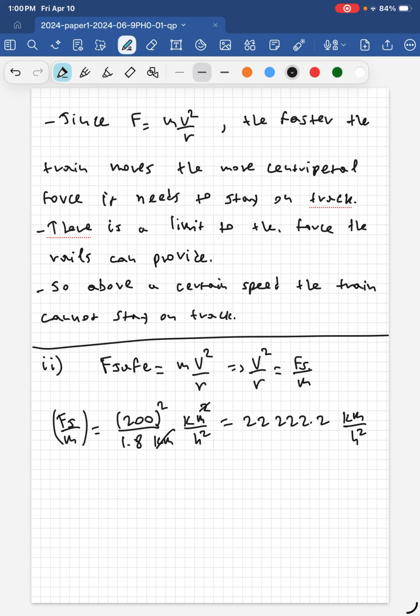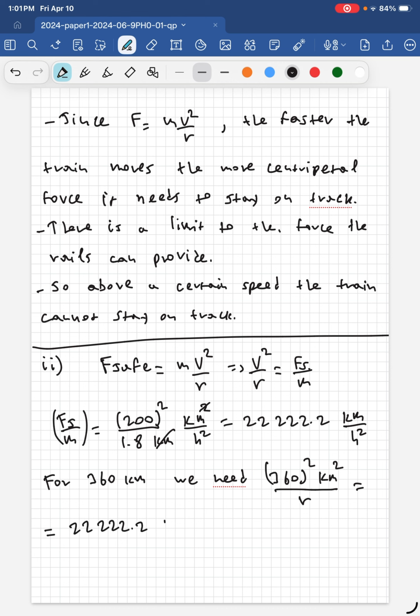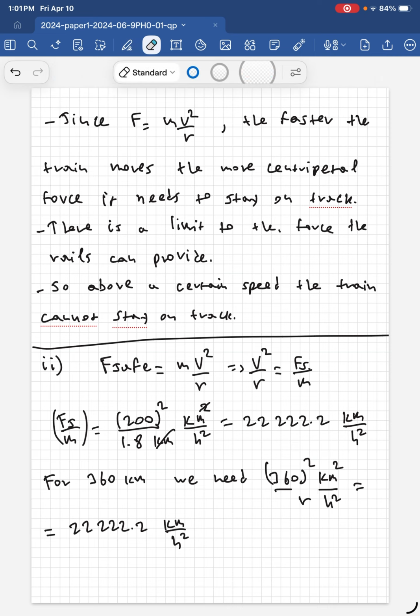If the velocity is now 360 kilometers per hour, we need 360 squared, and this is kilometers squared over r, and we need this to be equal to the safe force per mass, which is 22,222.2 kilometers per hour squared. Okay. And by the way, I forgot to divide by hour squared. Okay. So first of all, let me separate this.